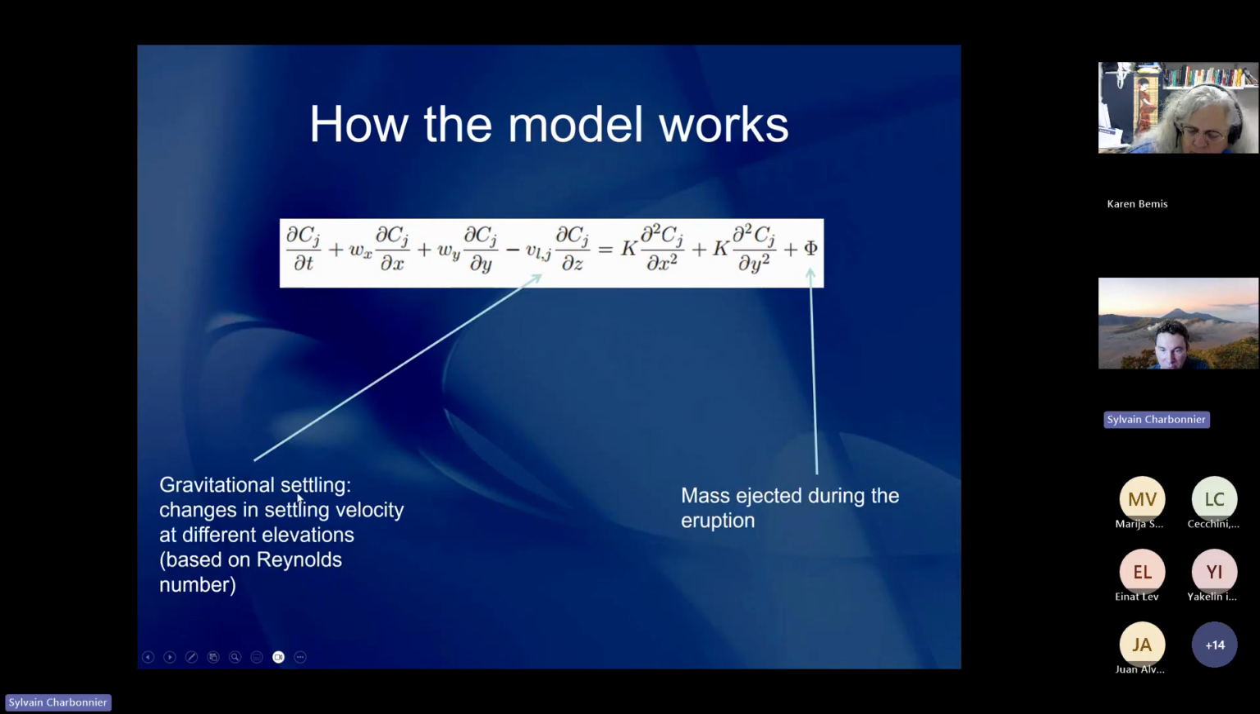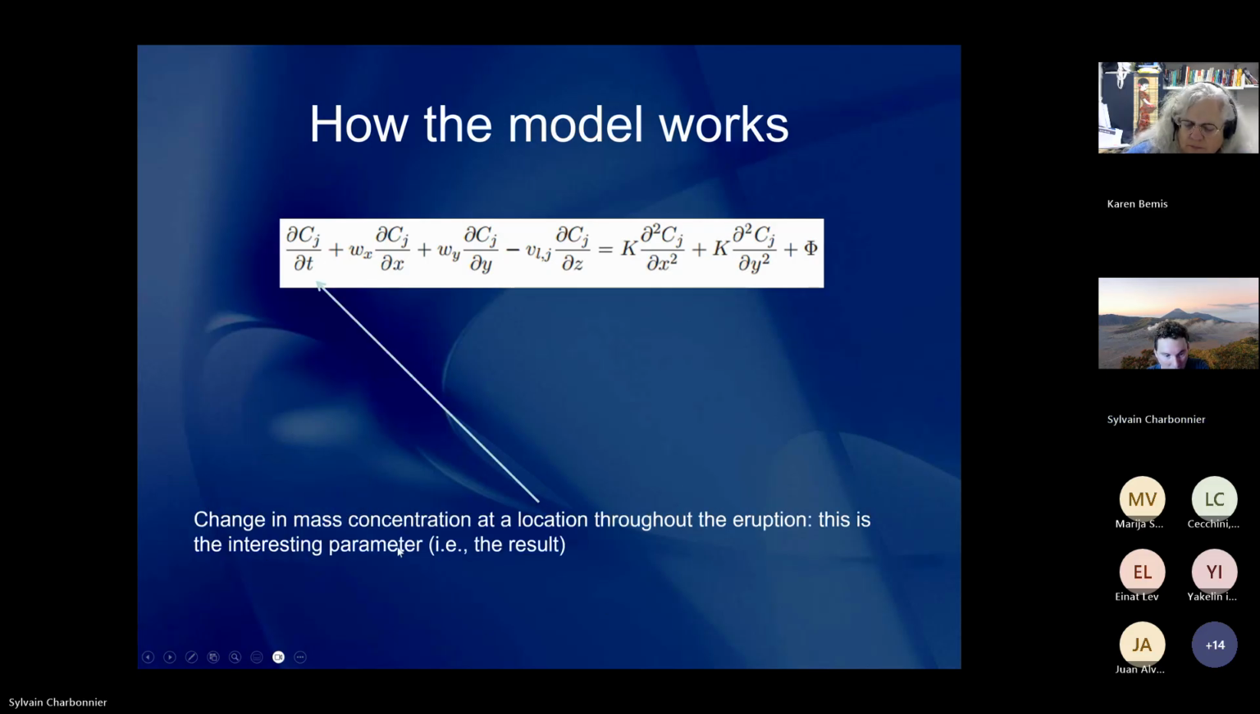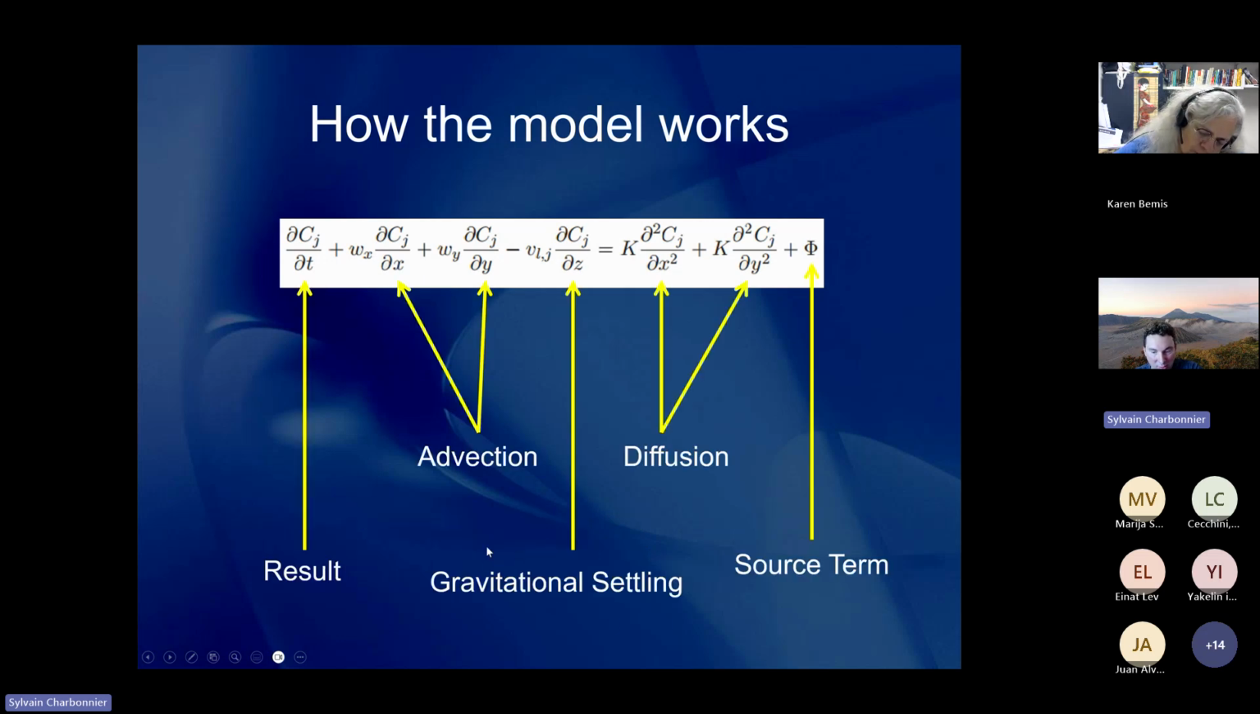Then you have your terminal settling velocity here that changes at different elevation. That is mostly based on the Reynolds number. And then here you have your source term, which is the mass ejected during the eruption. So you're looking at the change in mass concentration at the location through the eruption. So this is the result parameter, basically, that you get. And this is just a summary of the different terms in this advection diffusion equation.